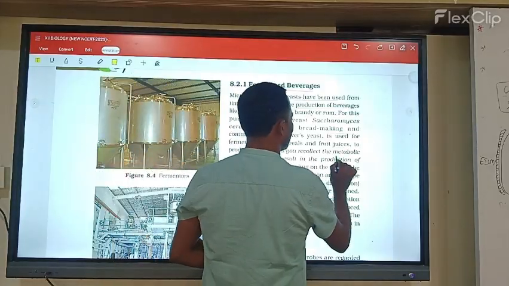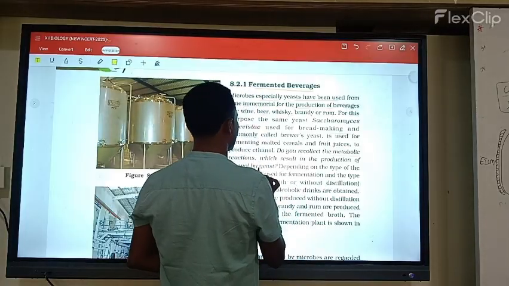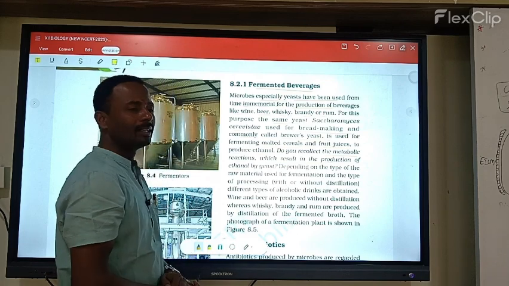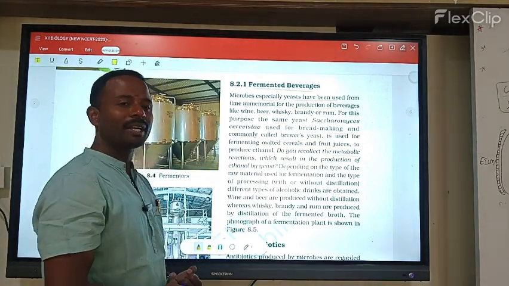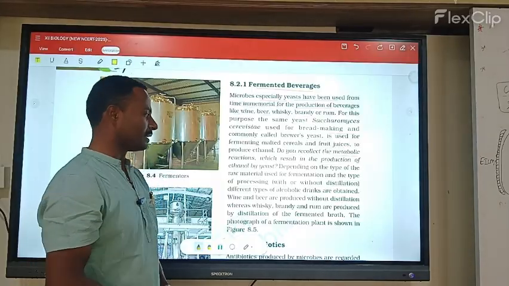Can you recollect the metabolic reactions which result in the production of ethanol by yeast? In the fermentation process, glucose is converted by yeast into ethanol, and carbon dioxide is released, correct?